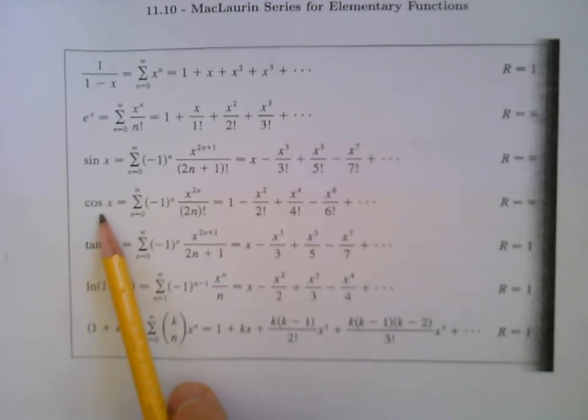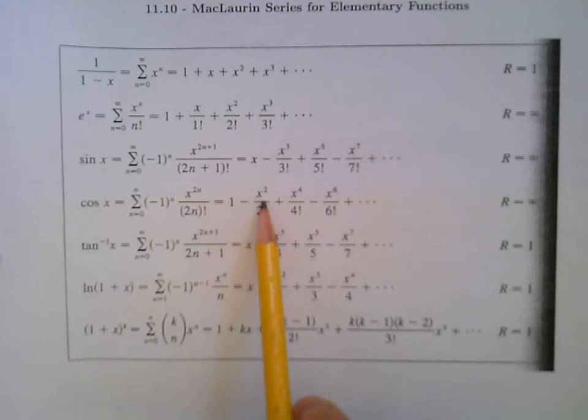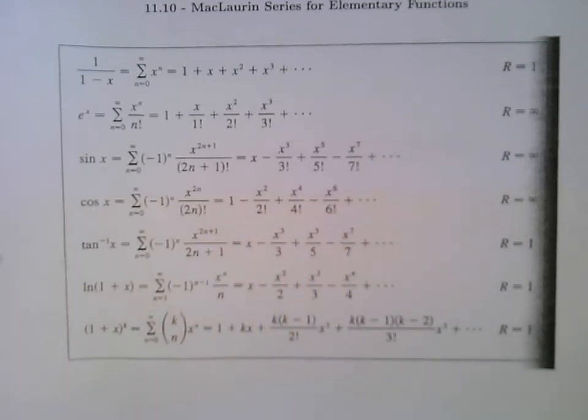Cosine, very similar, except it's the evens. The 0, 2, 4, 6, alternating as well. Really cool. Turns out we have arctangent.